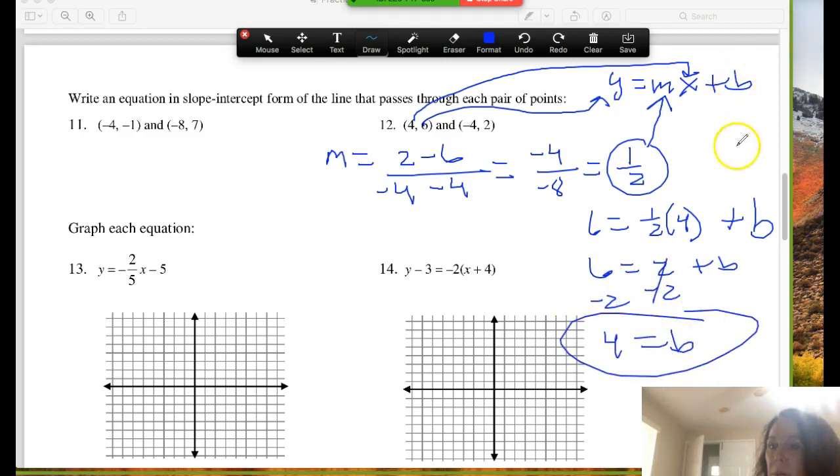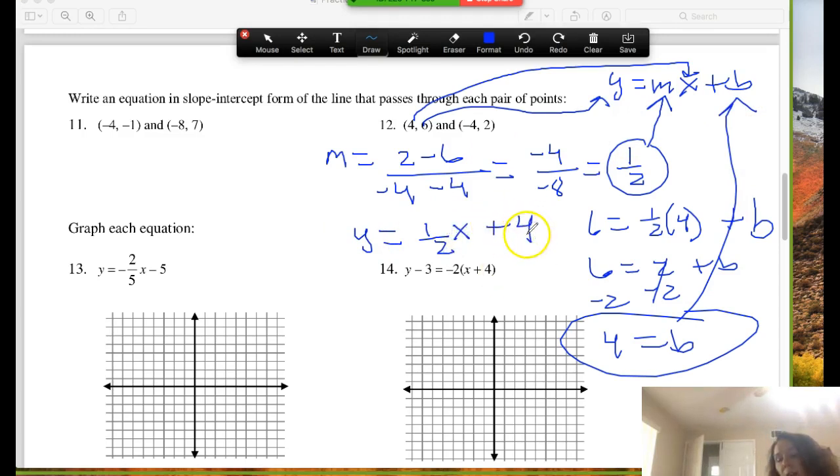So if 4 equals b, now you have everything you need. Just write the equation. Y equals 1/2 times x plus 4. So your y-intercept is 4. Your slope is rise 1, run 2. Now let's do some graphing.